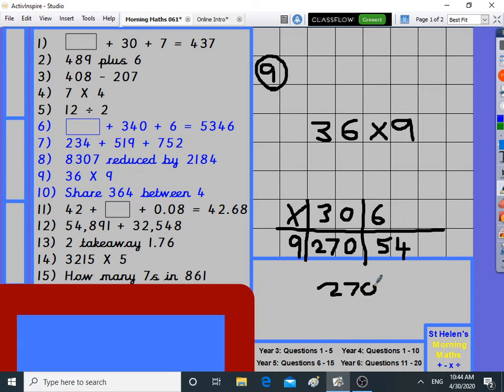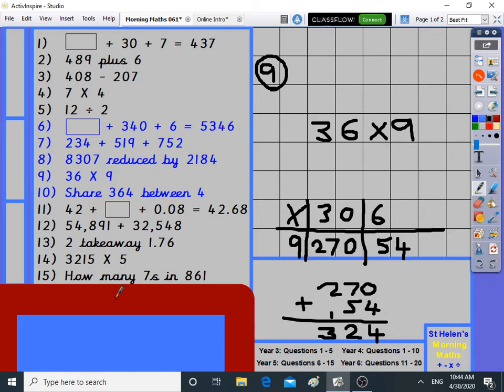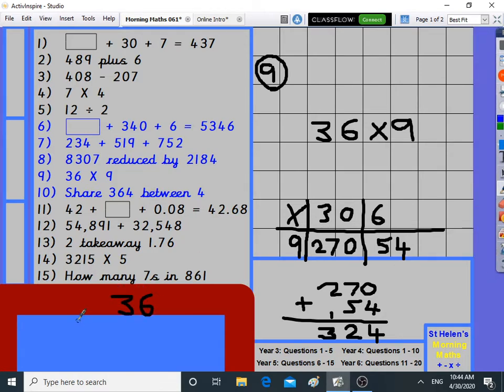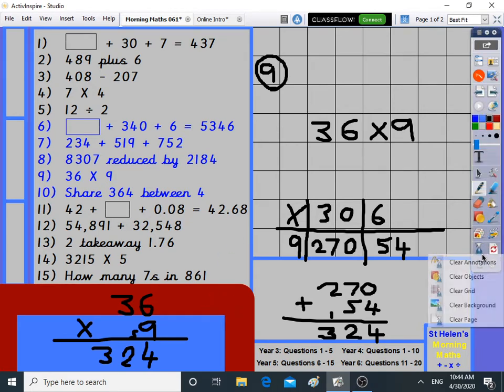I'm going to add those two answers up to see what I get. 270 plus 54. 4. 7 plus 5 is 12. 324. I'm going to check that using standard method. Standard method to check 36 times 9. 6 times 9 is 54. 9 times 3 is 27, plus 5 is 32. 324 is the answer both times, so I'm happy with that answer. Time for question 10.